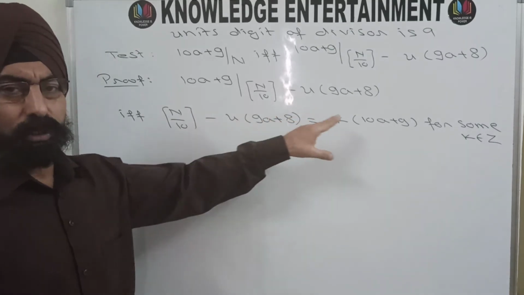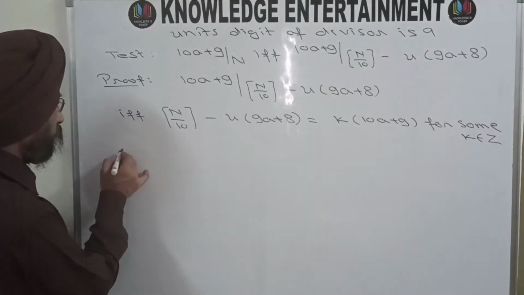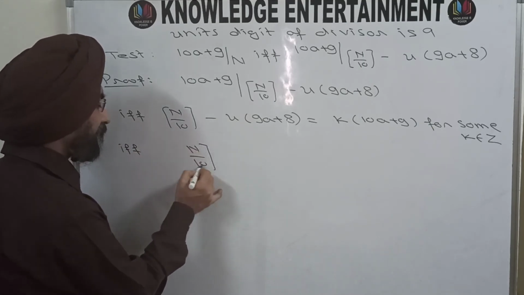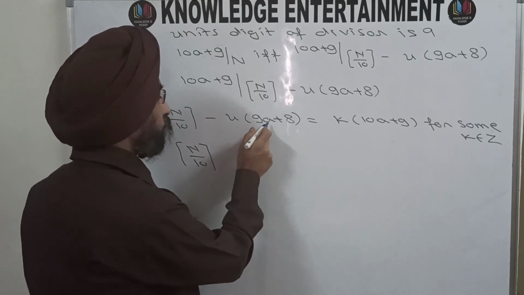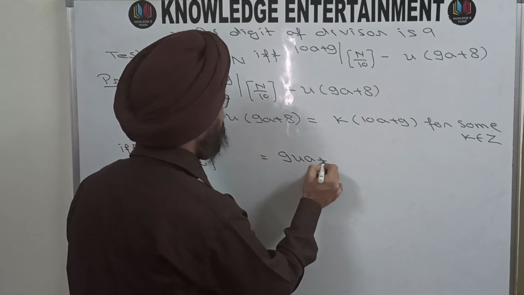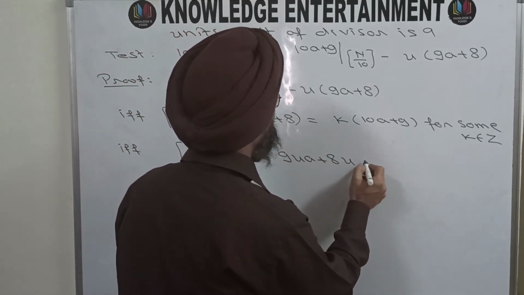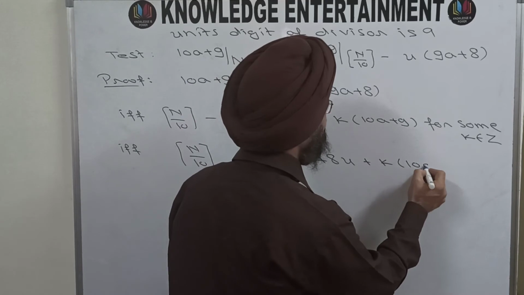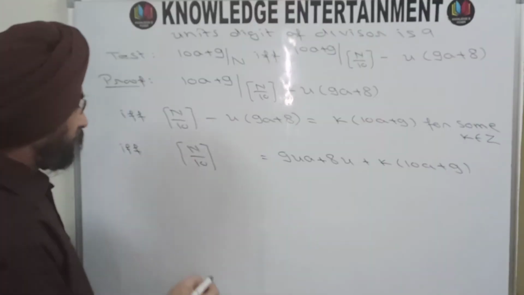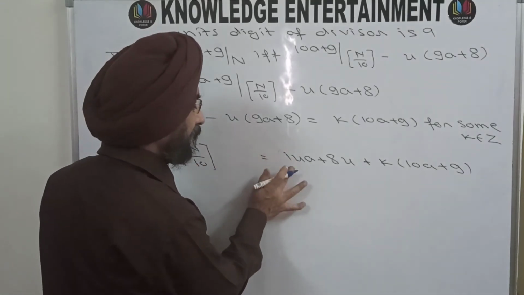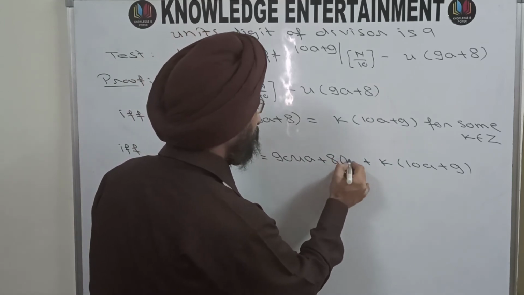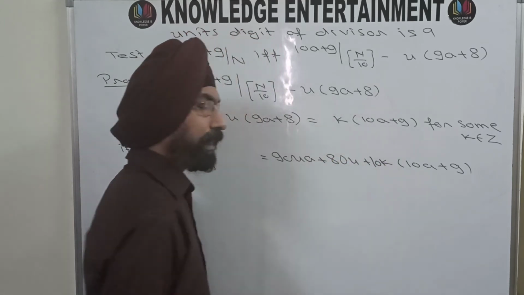Now take this term to the right hand side and open the bracket. So what you are going to get, if and only if your n by 10 greatest integer is equal to 9ua + 8u + k times (10a + 9). And now you know what to do. Multiply both sides by 10. So here you will get 10 times that; this 9 will become 90, this 8u will become 80u, and here you will get 10k.